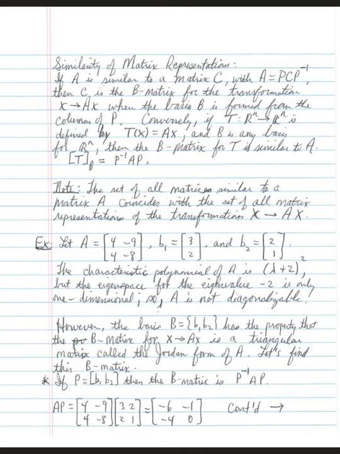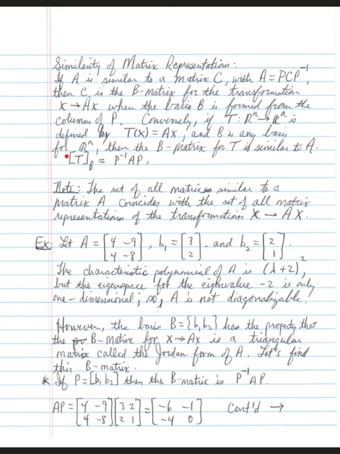The similarity of matrix representation: if A is similar to matrix C with A equal P times C times P inverse, then C is the B matrix for the transformation from X to AX when the basis B is formed from the columns of P, similar to what we just did. Conversely, if your linear transformation from Rn to Rn is defined by T of x equals Ax, and B is any basis for Rn, then the B matrix for T is similar to A.